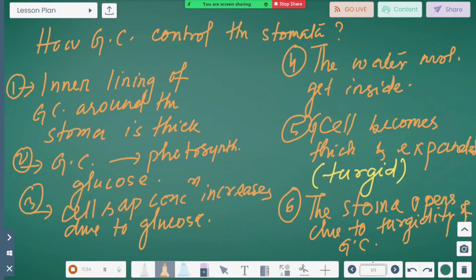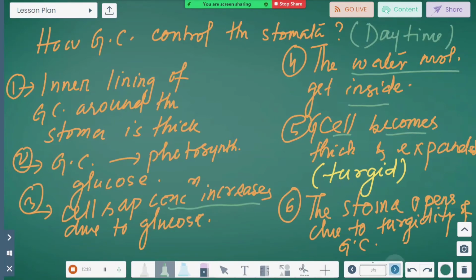So from this, what do we understand? That if there is photosynthesis during the daytime, and let me make it clear that all these events are happening specifically during the daytime. Why? Only during the day will the plant cell receive sunlight. The plant cell which contains chlorophyll will perform photosynthesis. Glucose is produced. Because of glucose production, cell sap concentration increases over here, because of which water molecules will start getting inside in order to maintain the balance between the contents of the cell. Then the guard cell becomes thick because of absorbing too much water from the surroundings, and once it becomes extremely thick and expanded, which is called the turgid state, the stoma will immediately open.